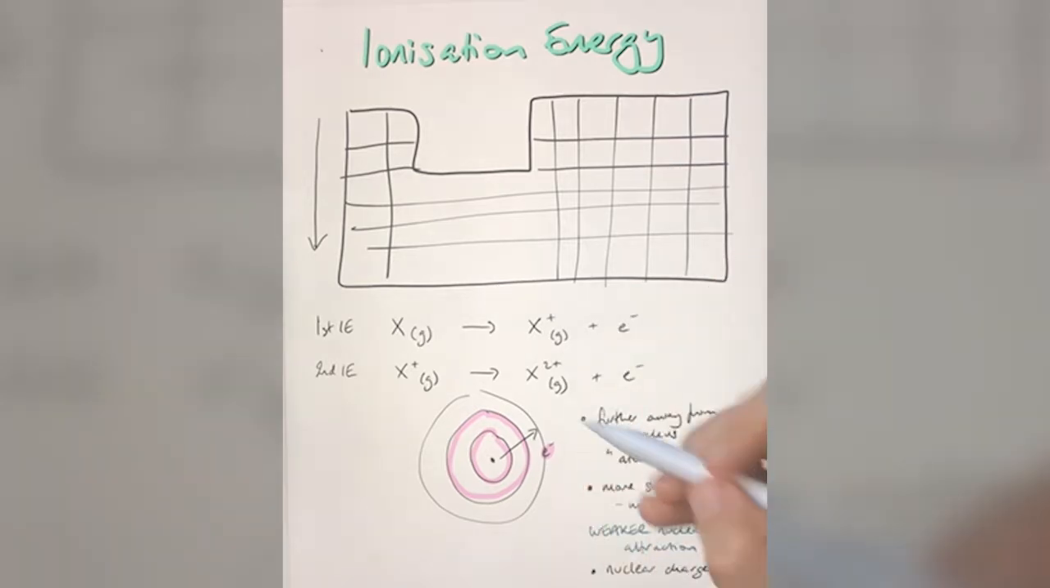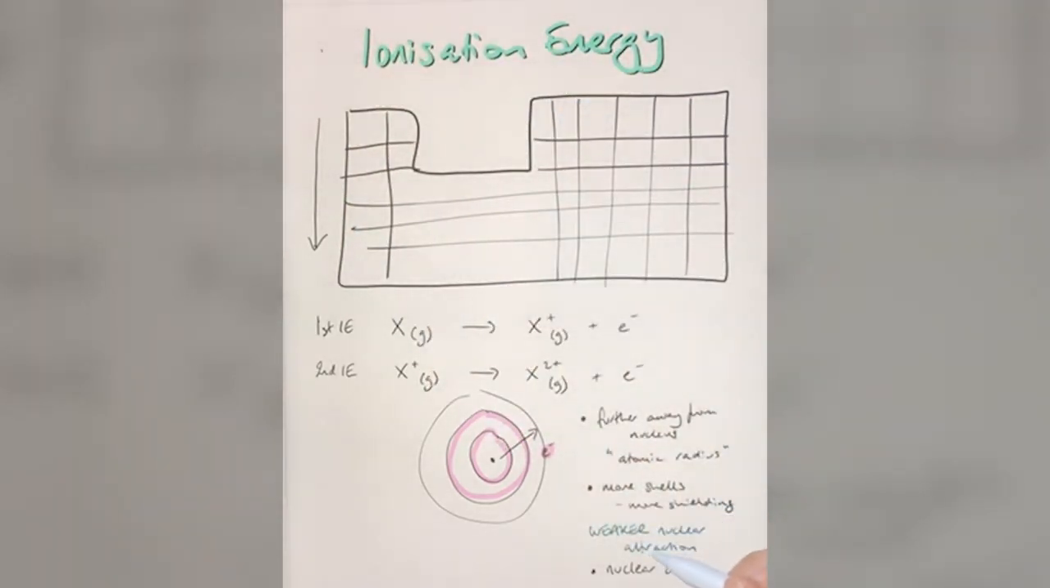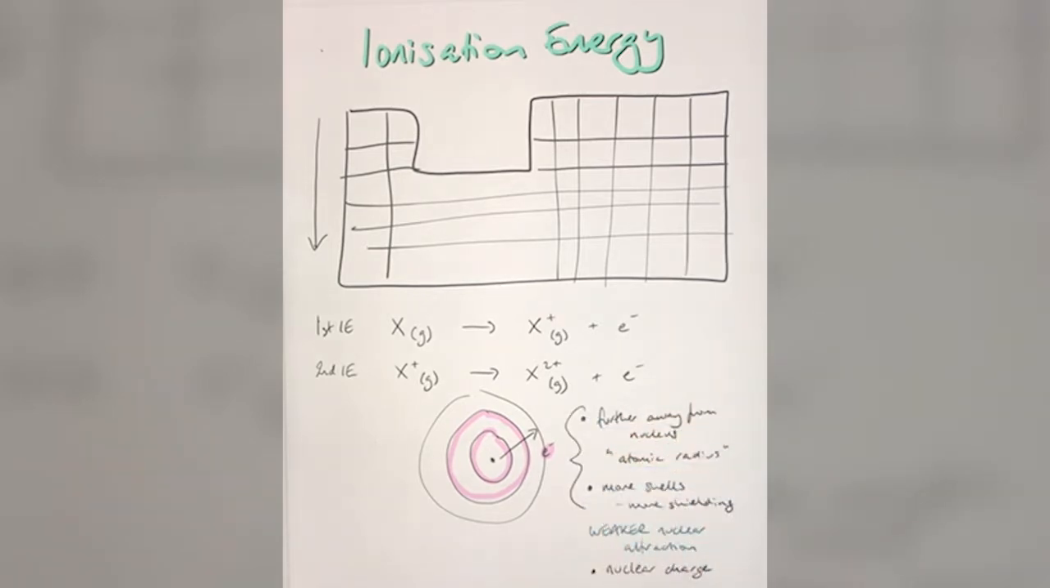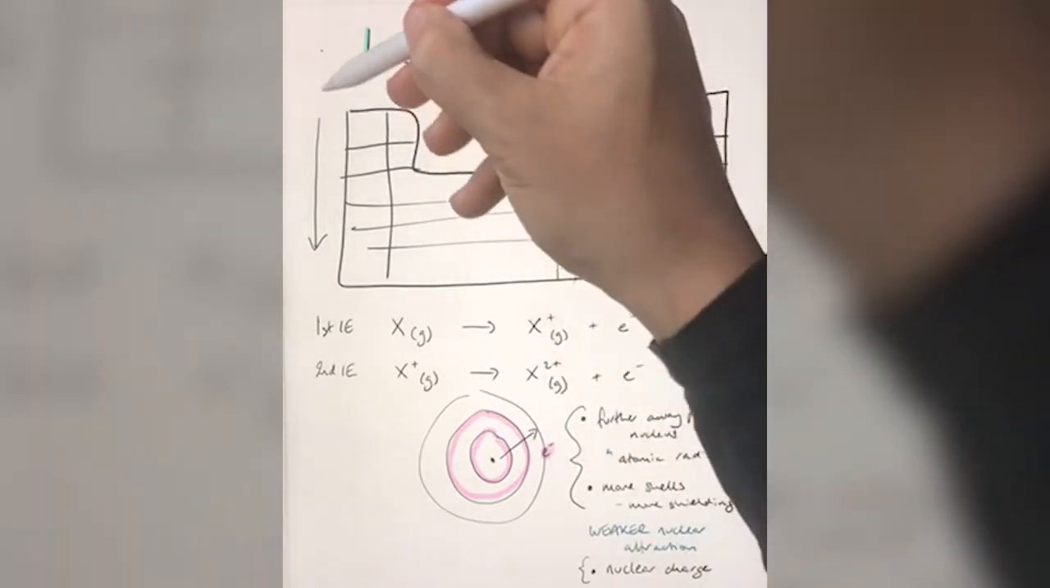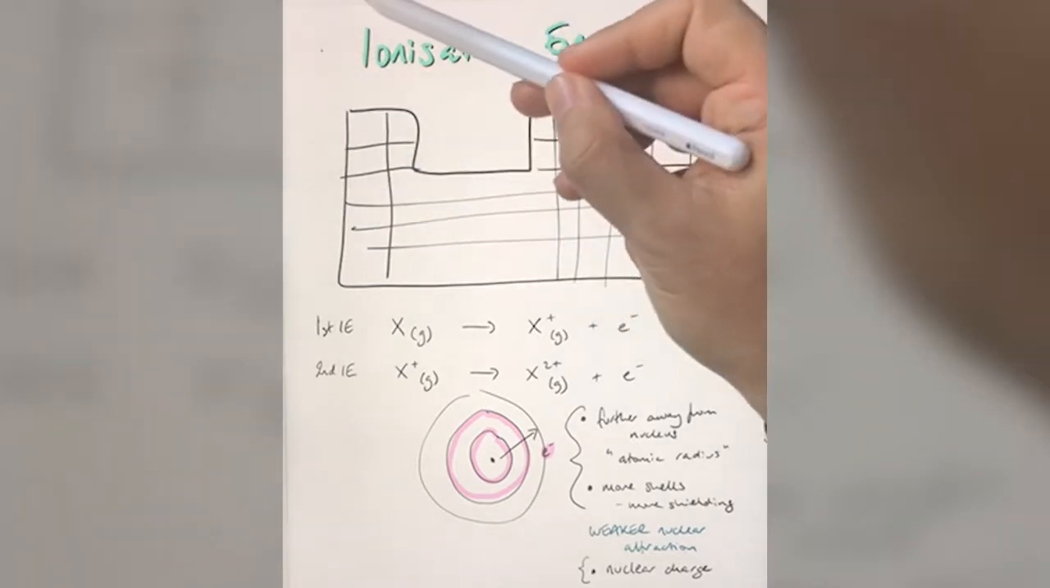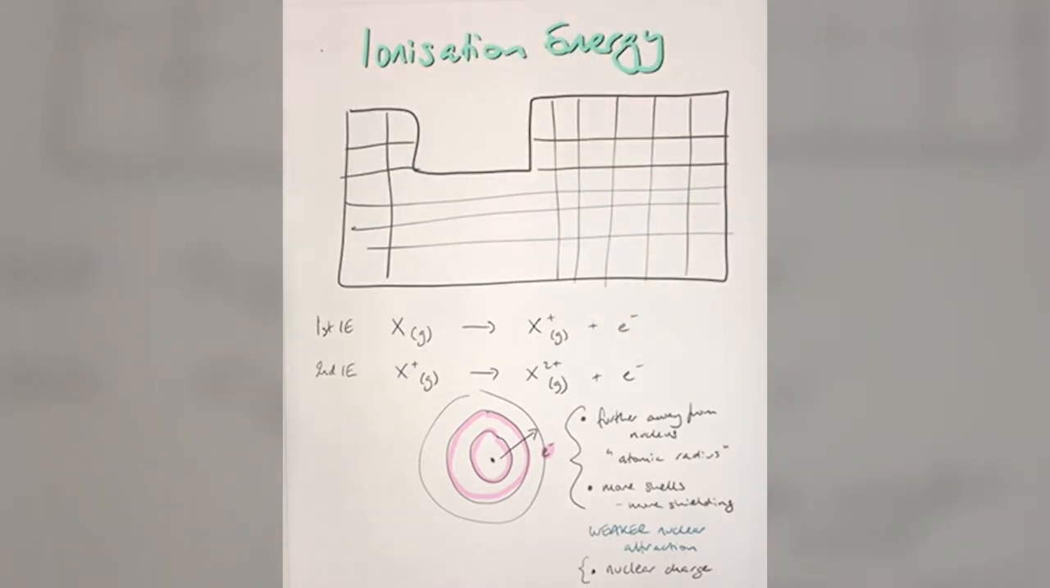But in this case, going down the group, the effect of the atomic radius and the shielding outweighs the effect of the nuclear charge. So these two would cause a reduction in the ionization energy, and this one would cause an increase. But when we're going down a group, these two factors are more important than the nuclear charge effect. These three factors are always the same factors that we want to consider when we're discussing the trends in ionization energy.